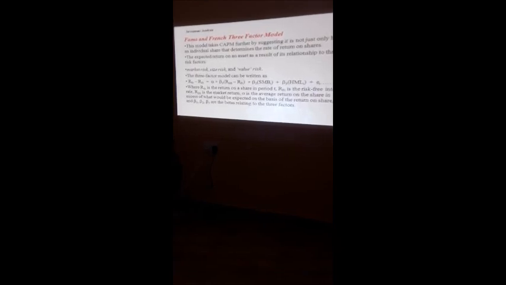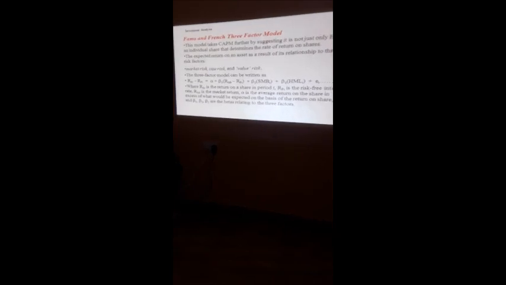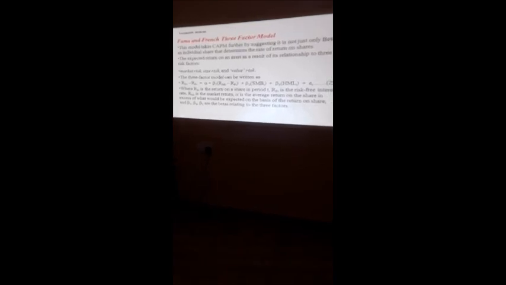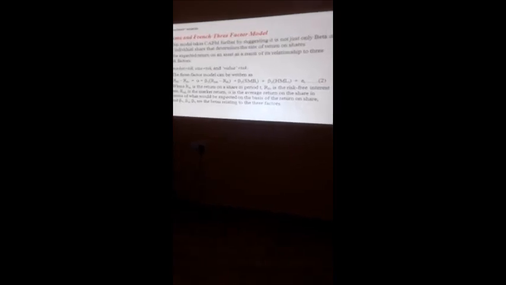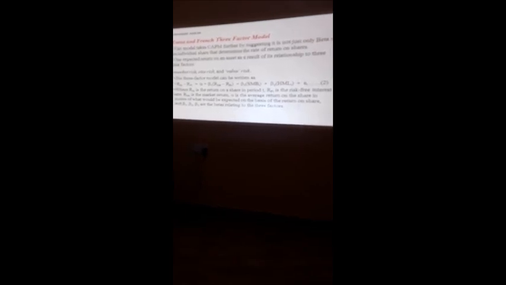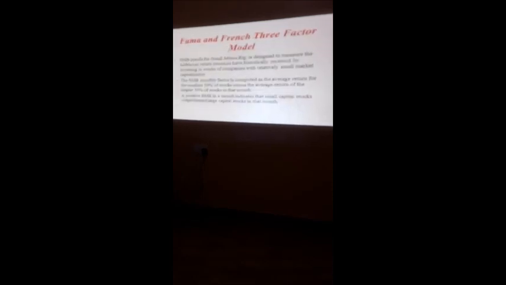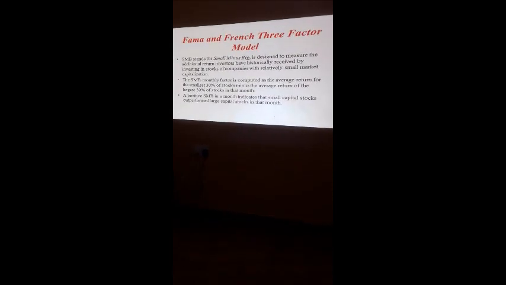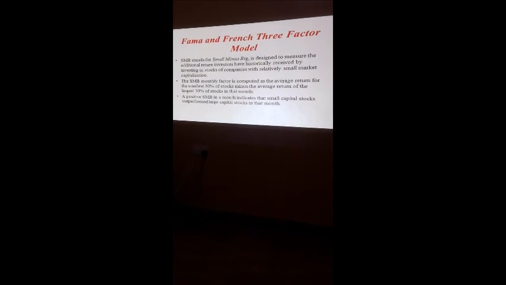Now beta 1 is the measure of market risk. Beta 2 is multiplied on SMB at time t, plus beta 3, which is multiplied on HML, plus the error term. We've already explained each term in the equation. Now we have two factors which were added by Fama and French in the three-factor model.